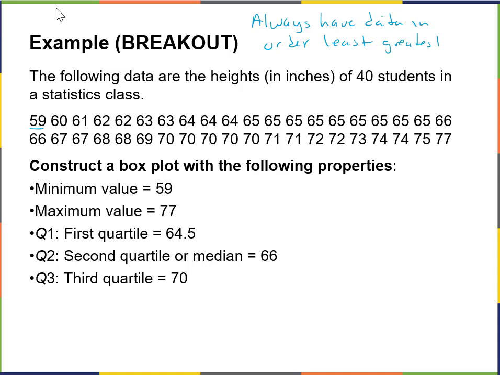Because remember, quartile is a position, right? For example, Q1 is the 25th percentile, it's the data at that position. And in order for the position to make sense, the data has to be in order. So take a minute, pause this video, and draw your box plot.